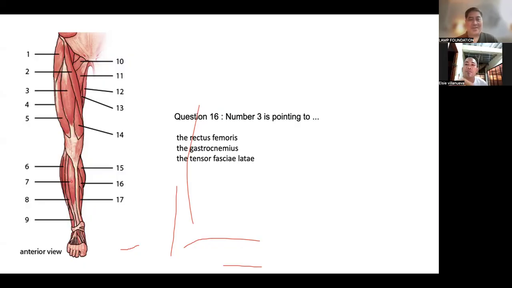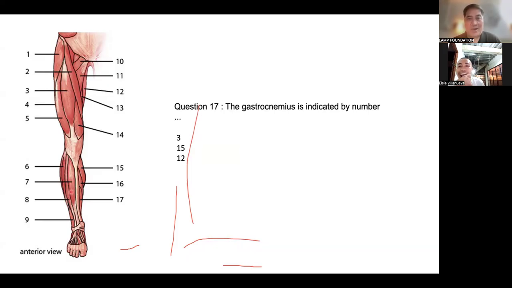What is number 7? Anterior tibialis. Wow, tibialis anterior. Very good. Ikaw na susunod, Sir Jobel. You will take care of the next one. The gastrocnemius is what number? Number 15. So, check your gastrocnemius.